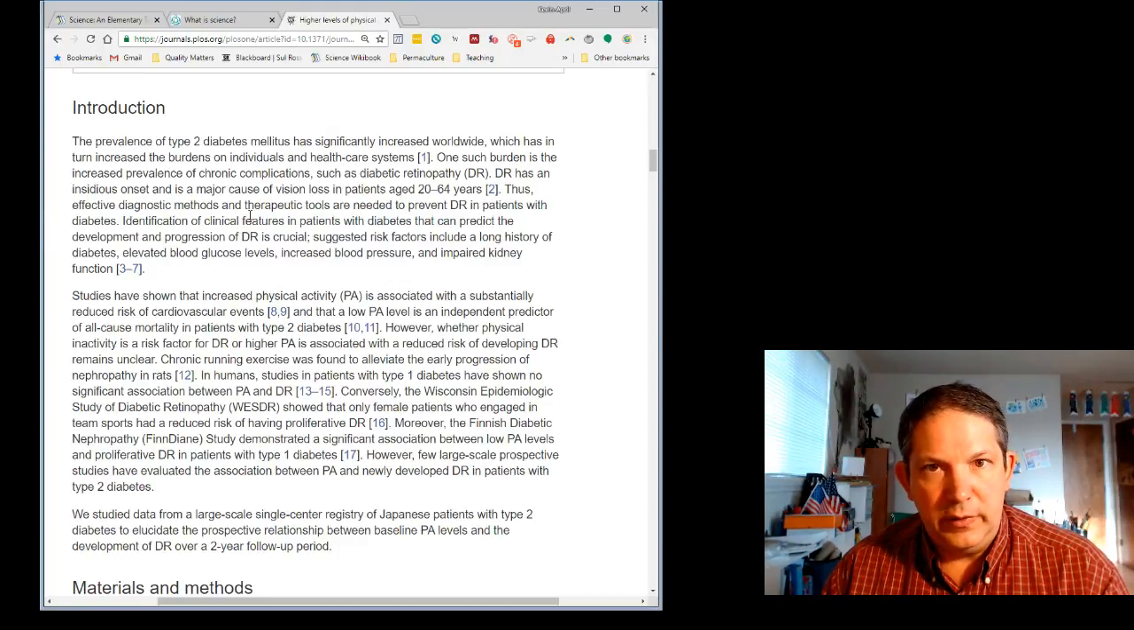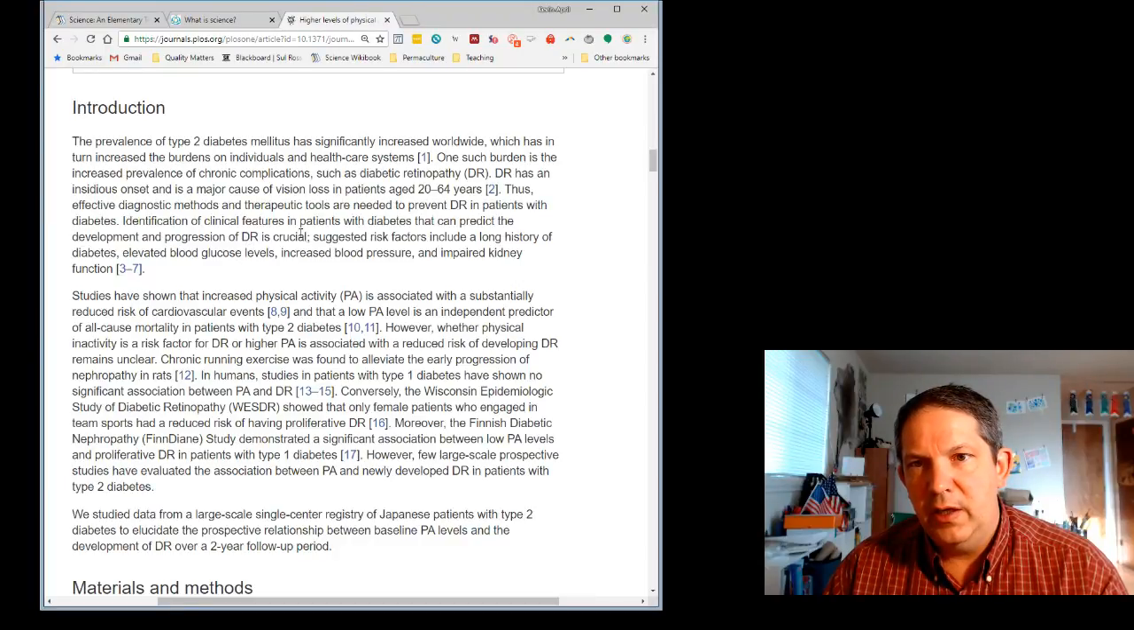So I'll just do, this is just the introduction to this paper, right? Thus, effective diagnostic methods and therapeutic tools are needed to prevent diabetes retinopathy in patients with diabetes. Identification of clinical features in patients with diabetes that can predict the development and progression of DR is crucial. Suggested risk factors include a long history of diabetes, elevated blood glucose levels, increased blood pressure, and impaired kidney function.